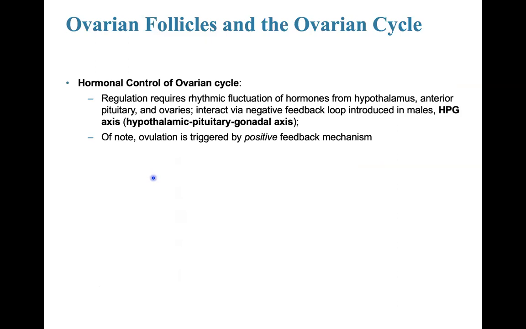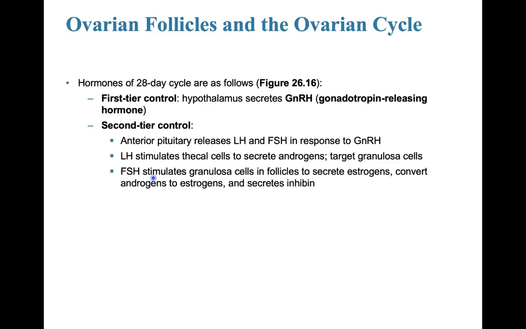Now, the regulation of the ovarian cycle requires rhythmic fluctuations of hormones from the hypothalamus, the anterior pituitary, and the ovaries. They interact via the negative feedback loop, which is introduced in the male section, the HPG axis. Of note, ovulation is triggered by a positive feedback mechanism, something that's rarely seen in the human body. So your first tier control is the hypothalamus secretes gonadotropin-releasing hormone.